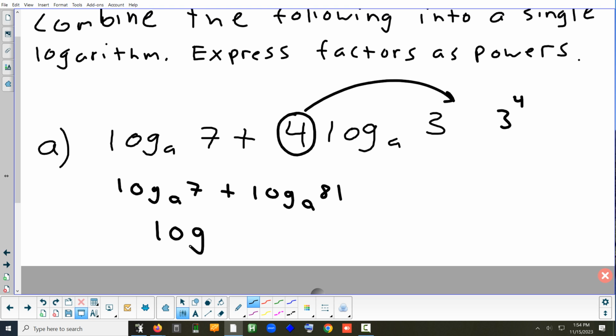What's going to be the base when we combine this back into 1? It's going to be an A. Now we have to think backwards, right? We had a 7 and an 81, and it was addition. When we recombine it, that turns into multiplication. And 7 times 81 is 567.